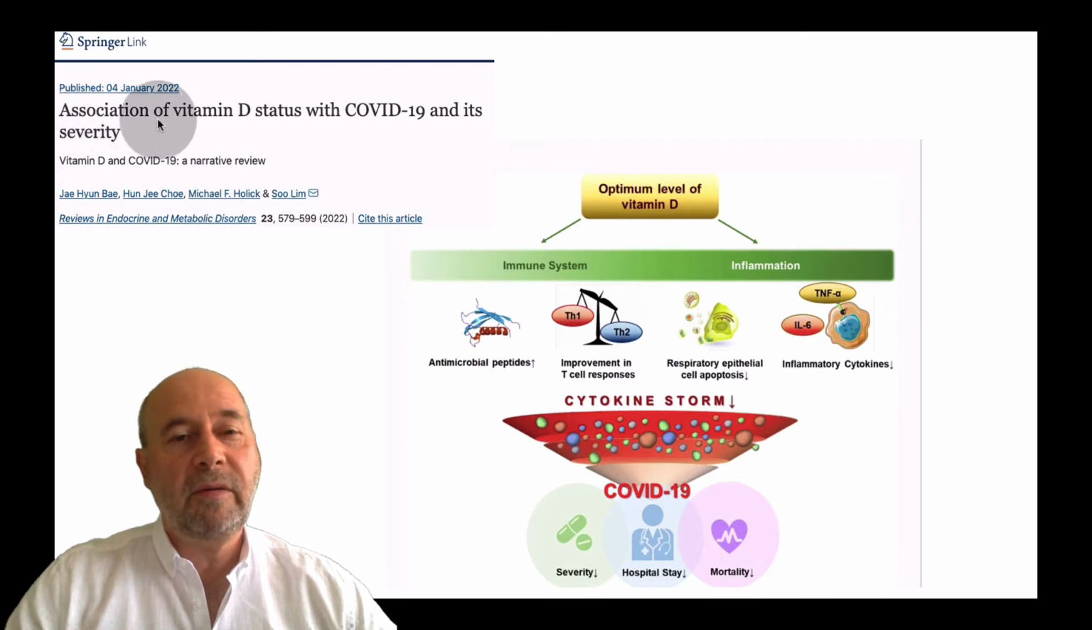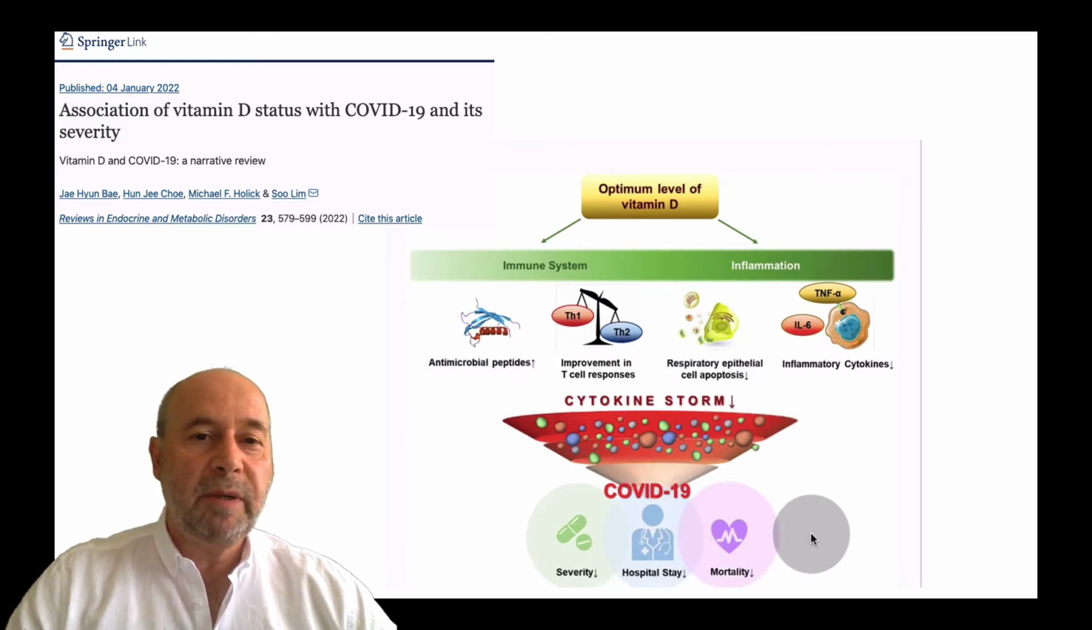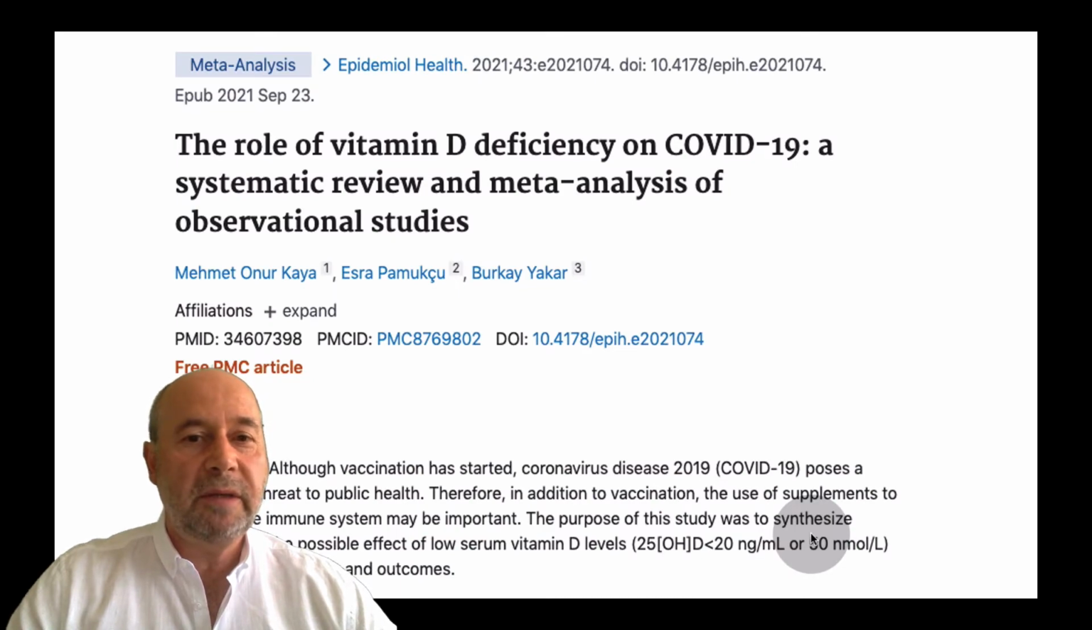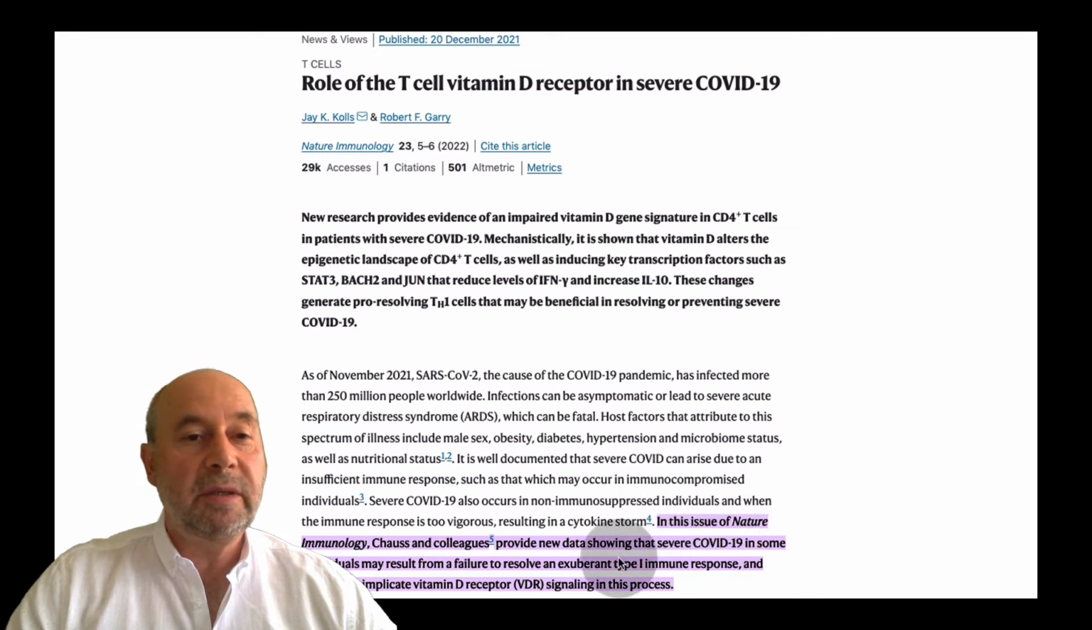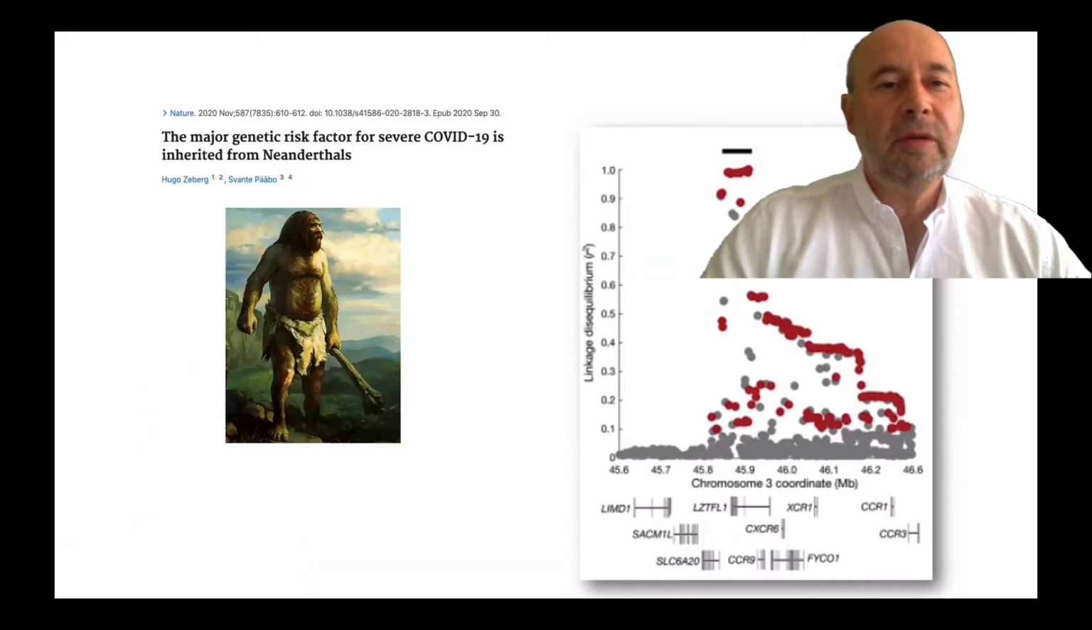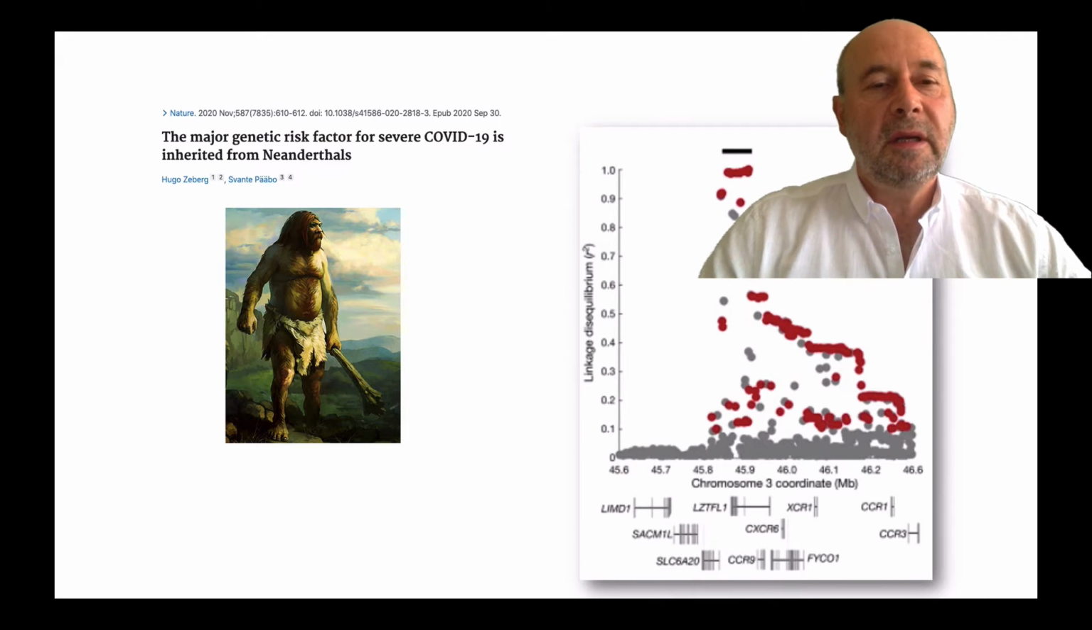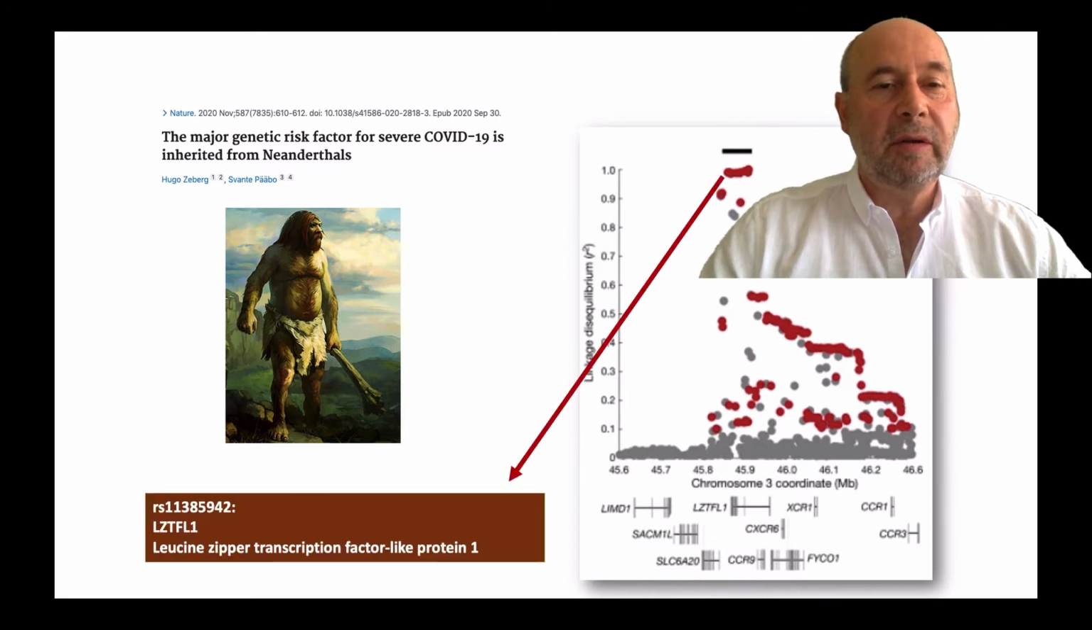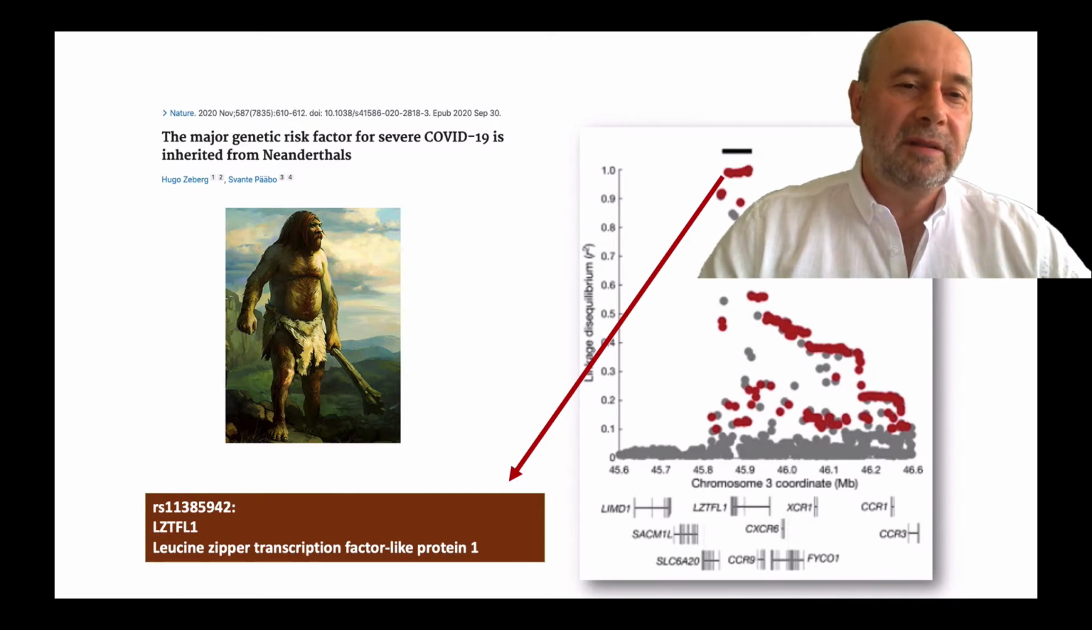Another important factor of coronavirus infection is vitamin D. It's clearly related to the severity of the disease. It is shown in many papers that it is related to the severity, and basically it is related to the vitamin D receptor. It was shown in recent GWAS studies that the severity of coronavirus infection is controlled by many SNPs, and one of the important SNPs is located in this gene, and it's inherited from Neanderthals.